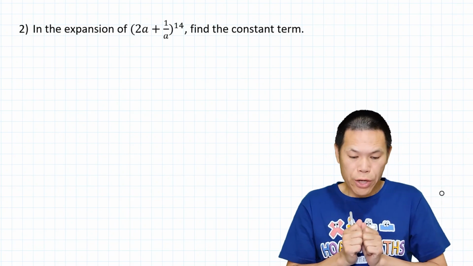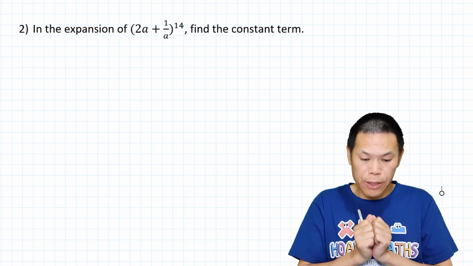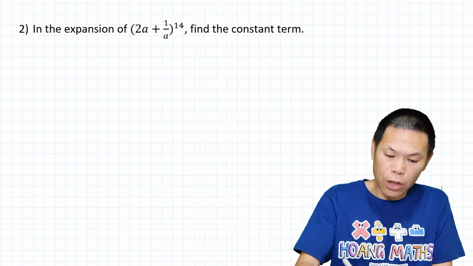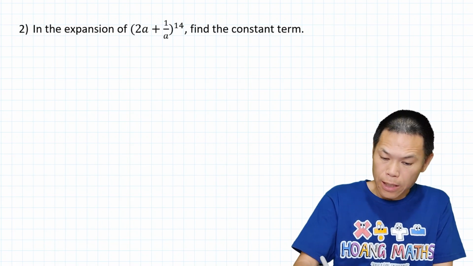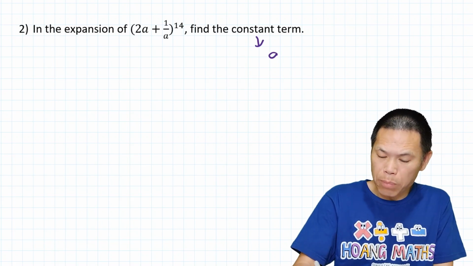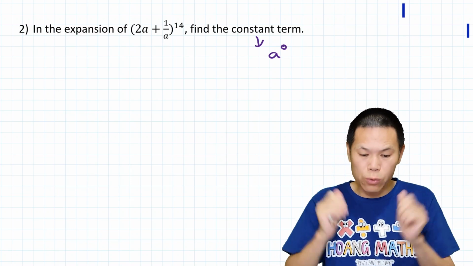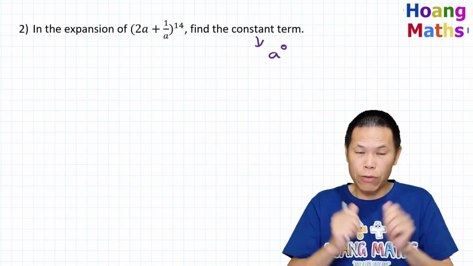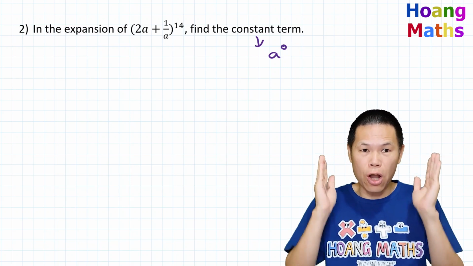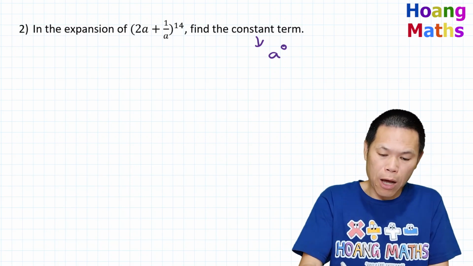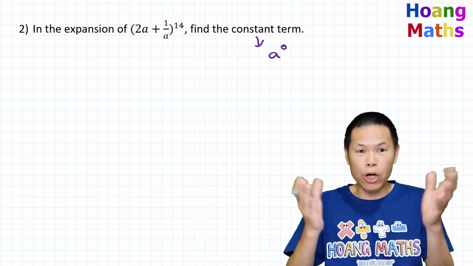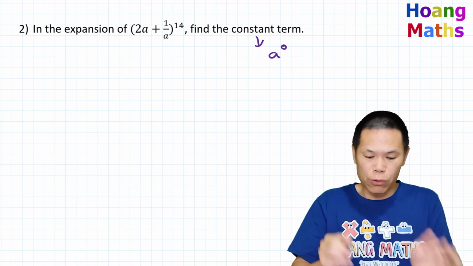Second one. So we need to work out the constant term in this expansion here. So the constant term, that means x to the power of 0. So keep that in mind for me, okay? And of course, we can expand and then work out the constant term, but it's going to take you a long time because this is power 14. Of course, we're not going to do that. So we're going to use the general term.